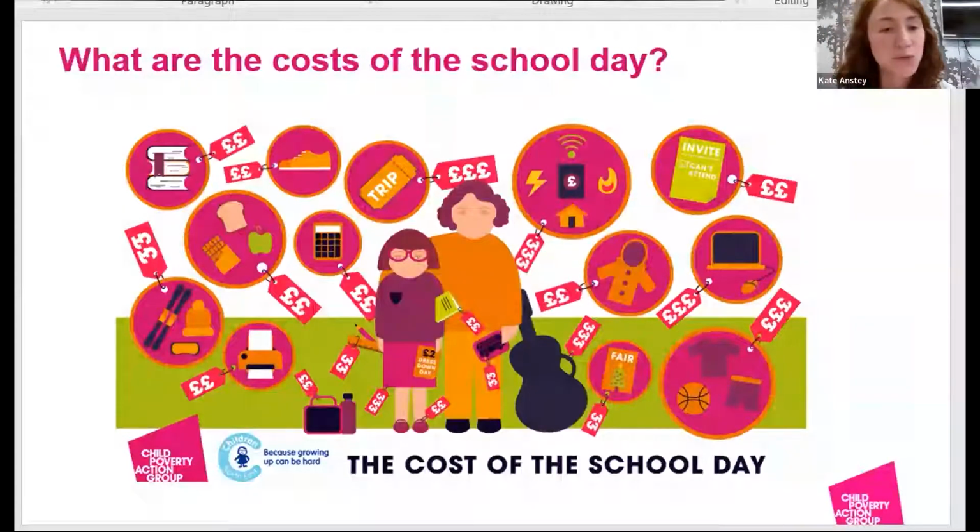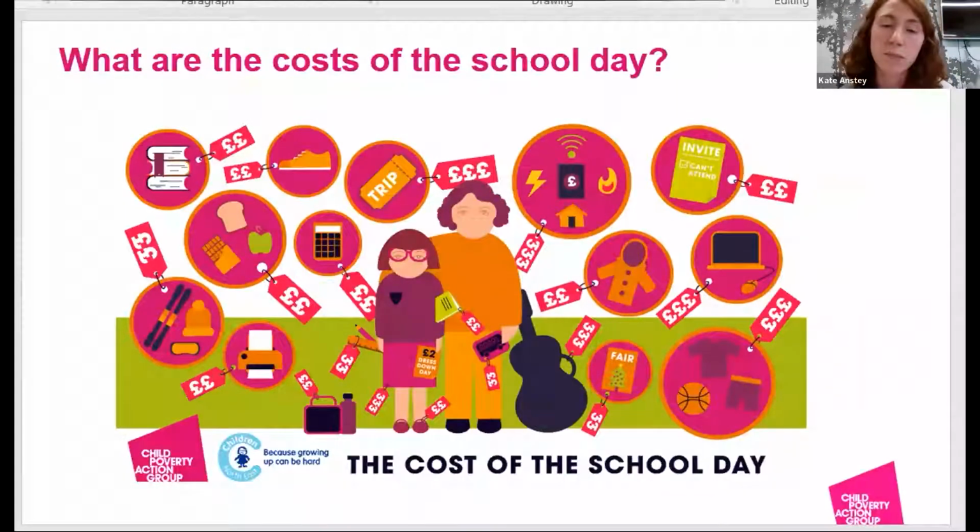So, for example, school uniforms or trips. But there are lots and lots of other hidden costs that don't get as much attention. But from our research with pupils and families, they're creating lots of barriers and challenges. So things like being able to attend a disco or a fair, or being able to bring in a birthday cake like your peers when it's your birthday.